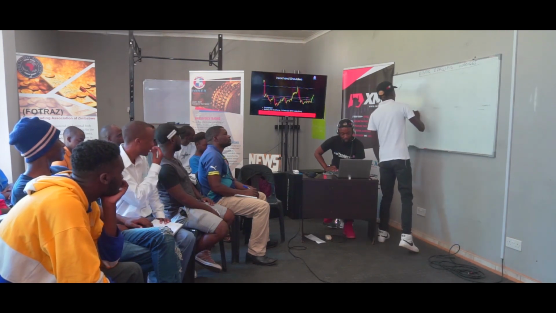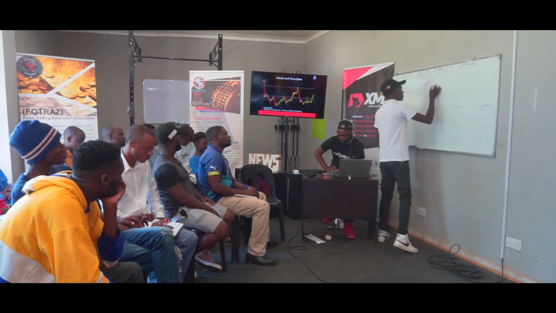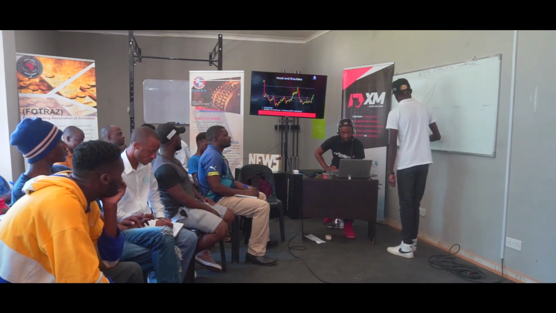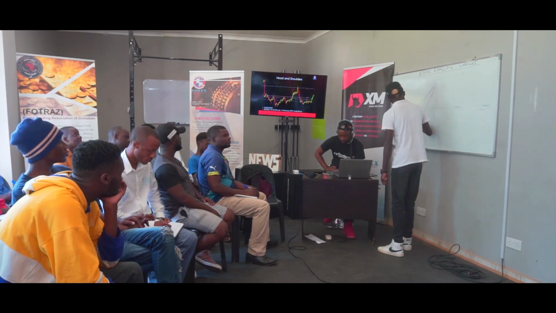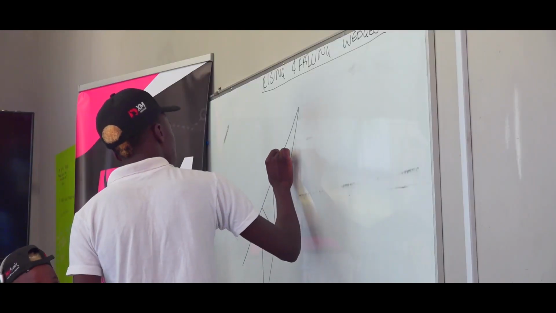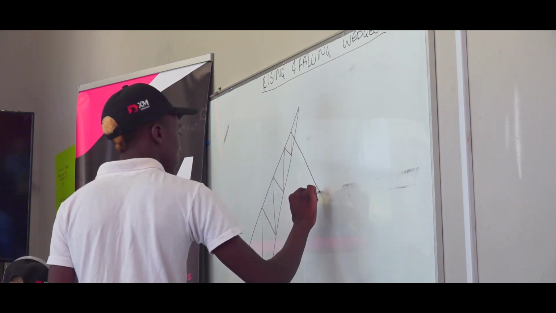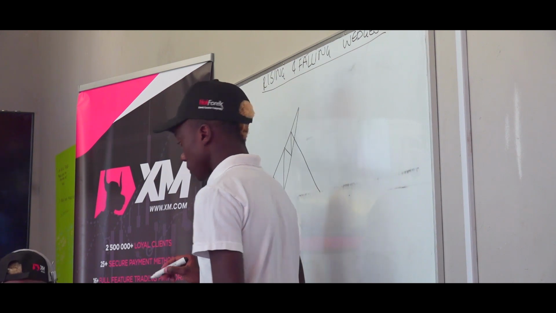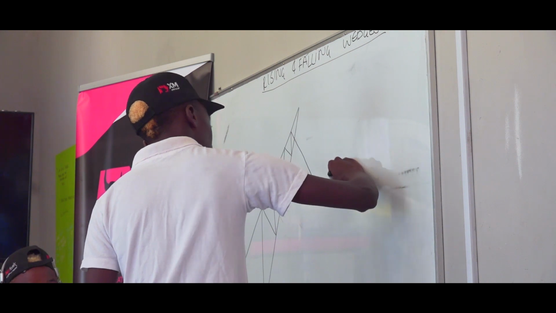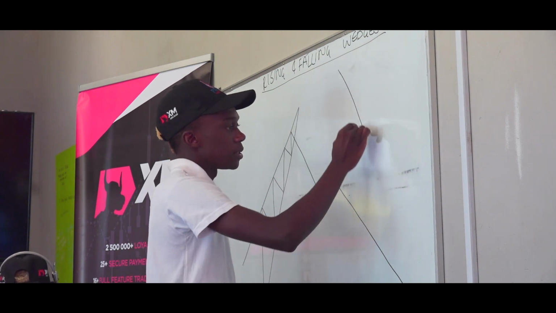Okay, so rising and falling wedge. This is how a rising wedge would look. So you have your resistance, then you have your support, right? So price will go up, down, up, down, up, down, up, and eventually it will break to the downside. You follow? Okay? Your falling wedge would look like this. You have your support, then you have your resistance.